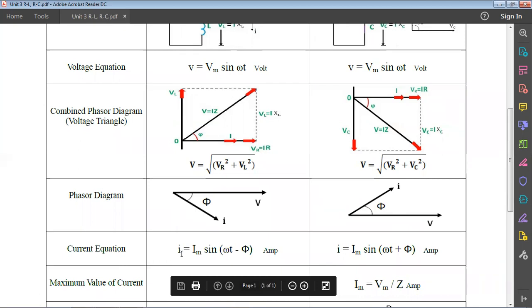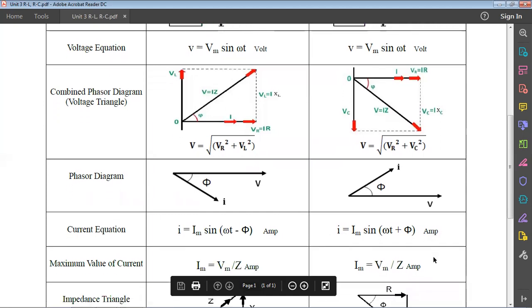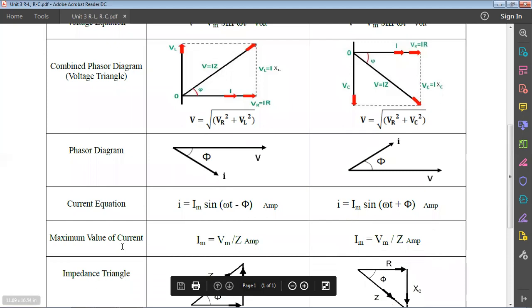Current equation for the RL series circuit, I equal to Im sin omega t minus phi ampere. Current equation for the RC series circuit, I equal to Im sin omega t plus phi ampere. Here, maximum value of current Im equal to Vm upon Z. In the RC series circuit also, Im equal to Vm upon Z ampere.